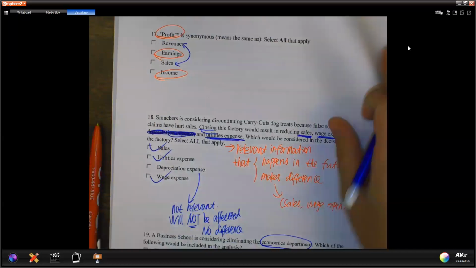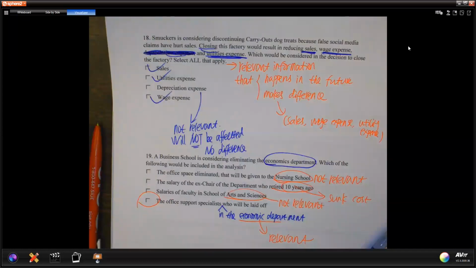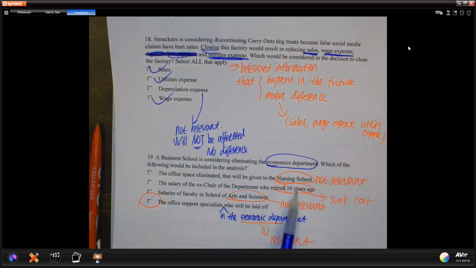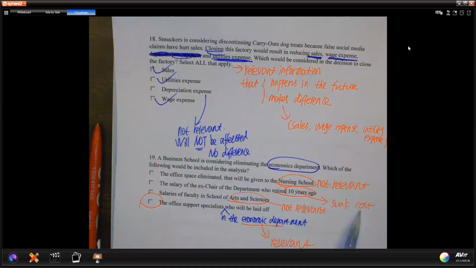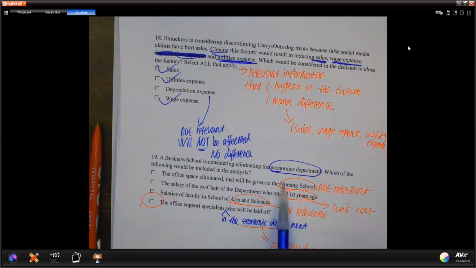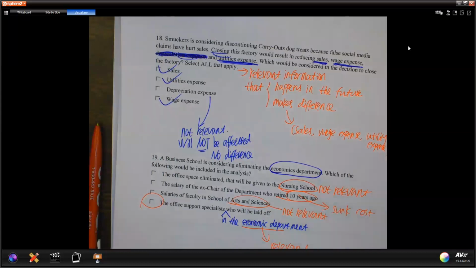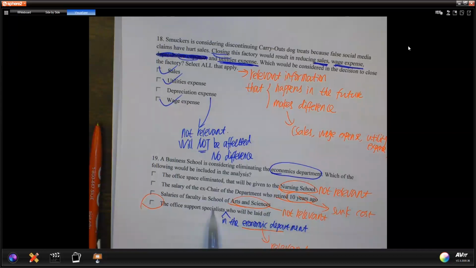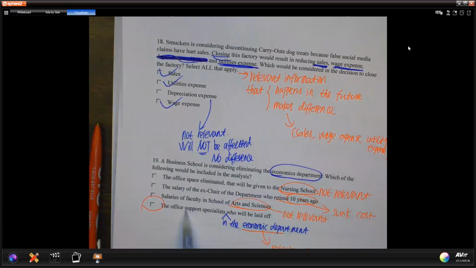Question 19, talking about what will happen if you close your economic department. We said to be relevant, it has to make changes, and it has to happen in the future. So choice B already happened 10 years ago. It's already a sunk cost. And A and C are wrong because they are not affecting our economic department. They are affecting nursing school and art and science. But choice D is relevant because if you discontinue the economic department, people working there will be laid off. So you have to think about them because that is a difference. Nursing and art and science are not related with the economic department.